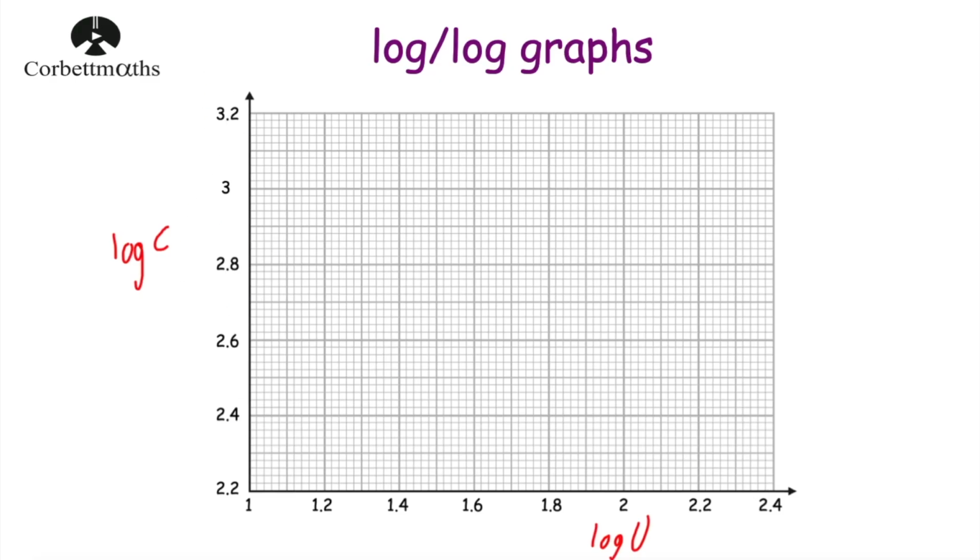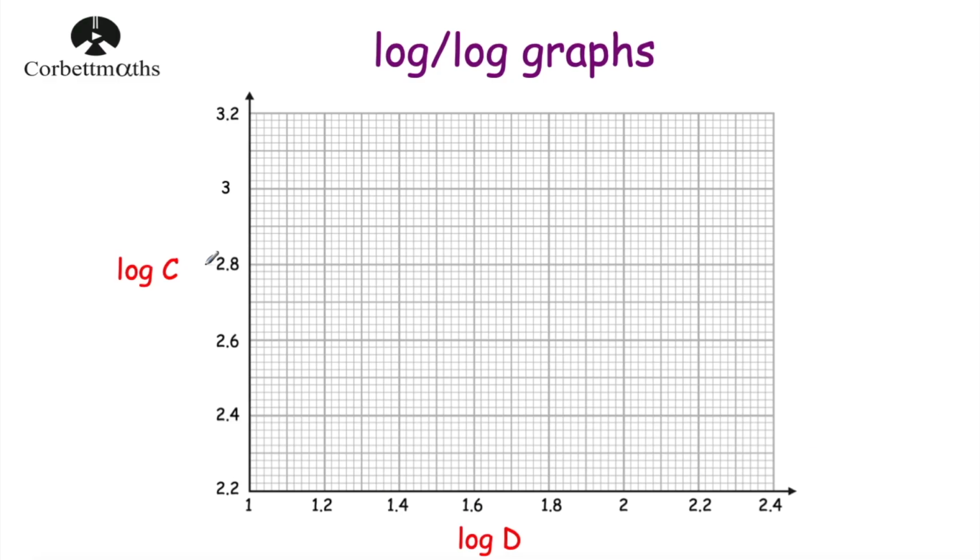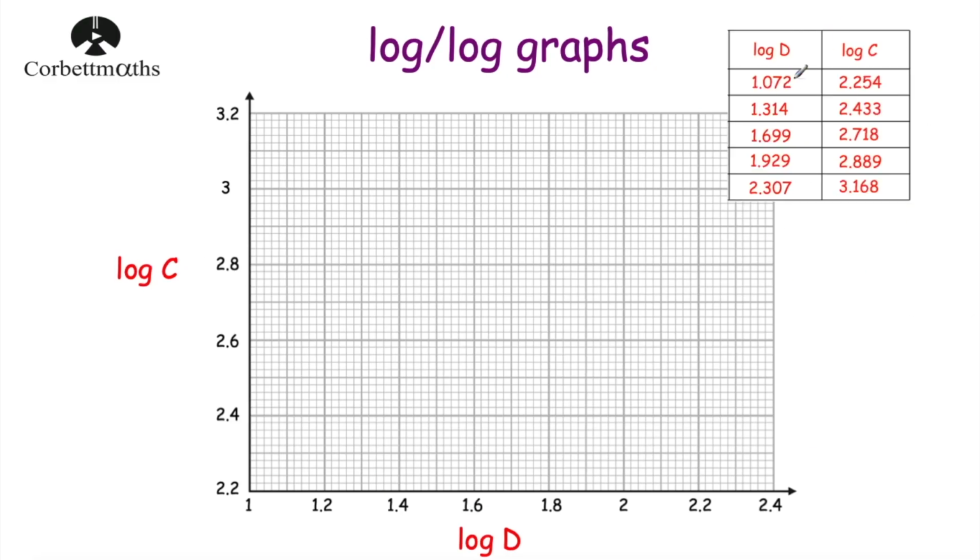Now we just need to plot our points. So let's get our table. We've got log D and log C, and here are our points. Our first one was 1.072 and 2.254. So we're going to go 1.072 across. Let's have a look at our scale. We've got 1, then this would be 1.1, 1.2, 1.3, 1.4, and so on. If this is 1.1 here, we would then be going up in 0.02. So this would be 1.02, 1.04, 1.06, 1.08, and 1.1. Now we want 1.07, there's roughly 1.07. Obviously you're not going to be able to plot these exactly.